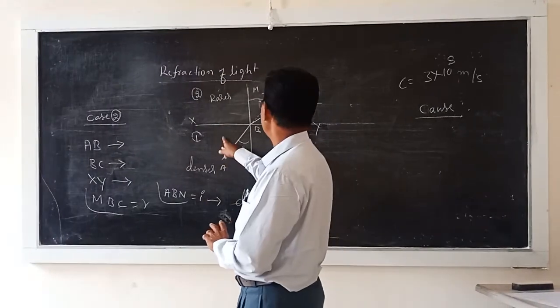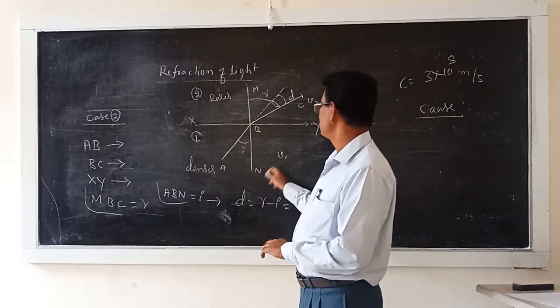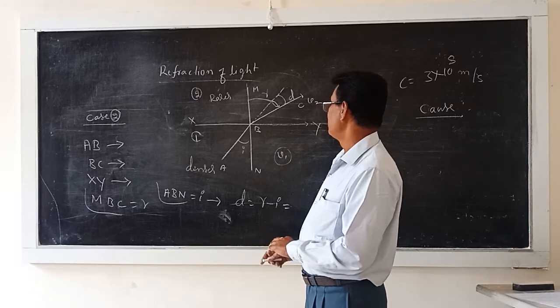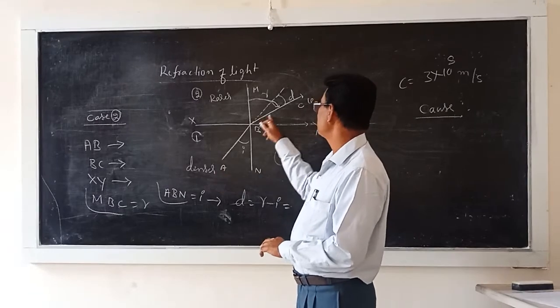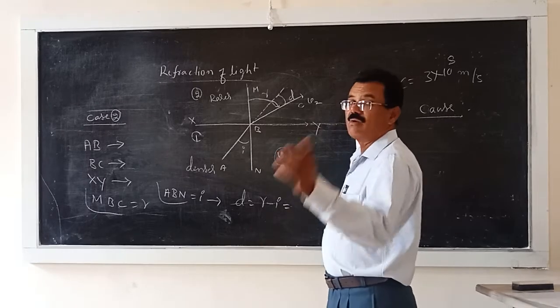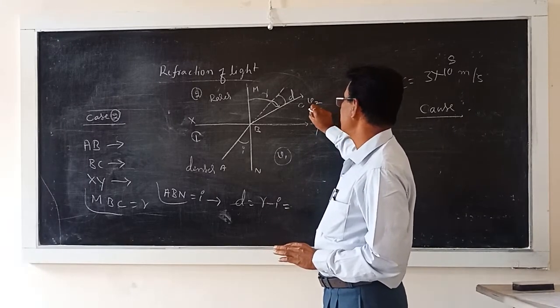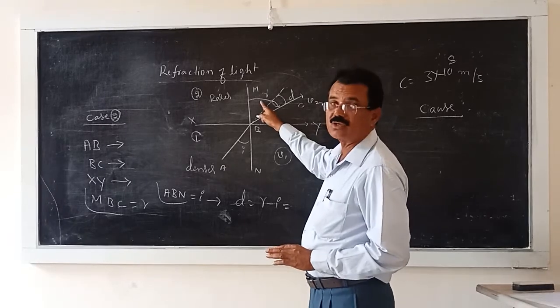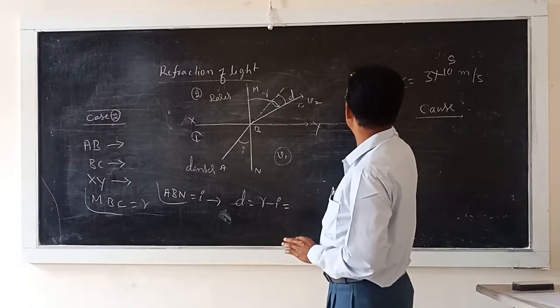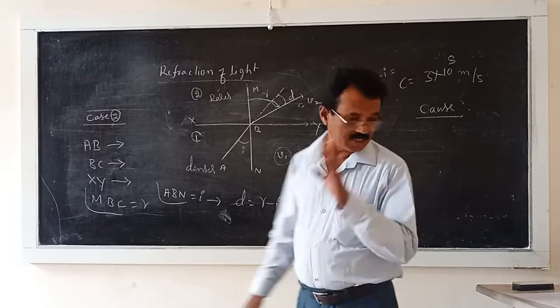So in case 2, when a ray of light travels from denser to rarer medium, medium 1, velocity of light V1, the refracted ray bends away from the normal. This is because the velocity of light increases in the rarer medium. So the angle of refraction also increases. Here D is equal to R minus I. So angle of deviation.